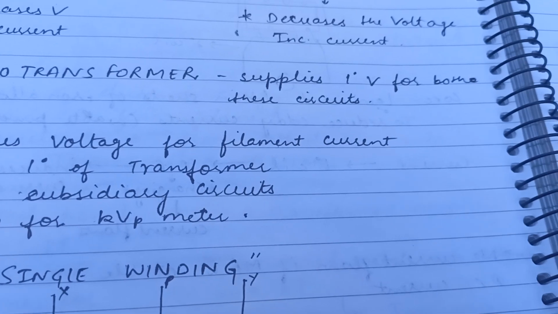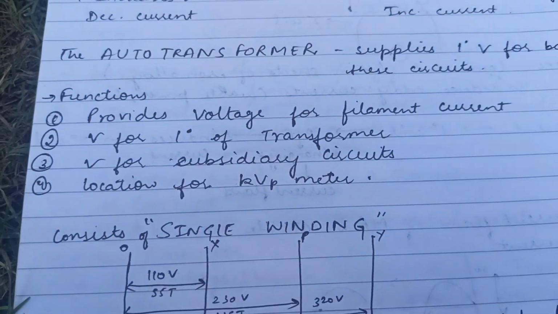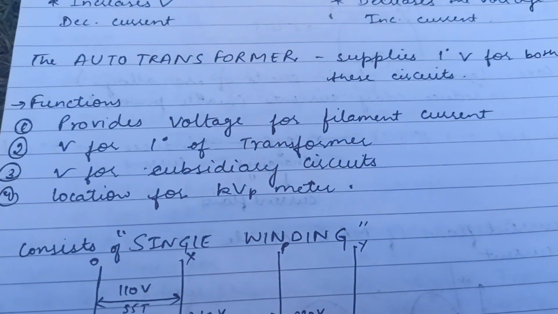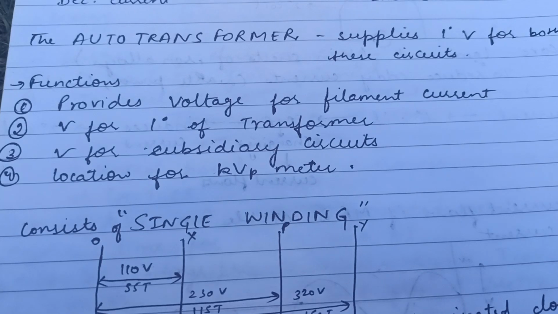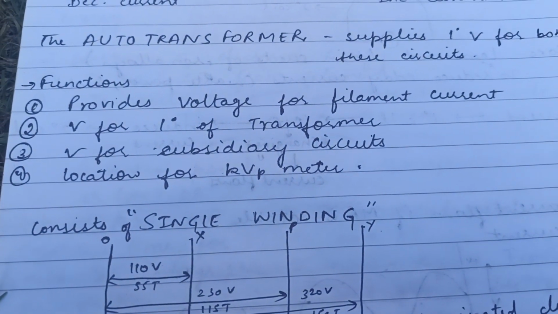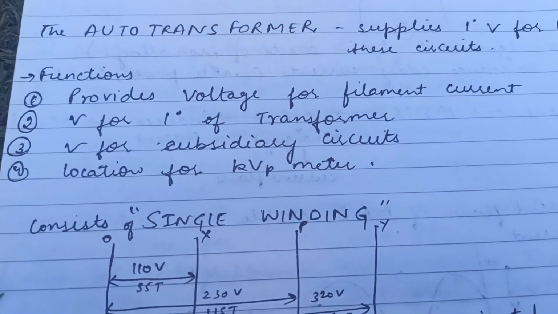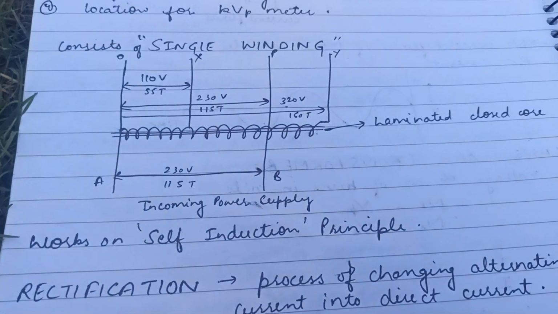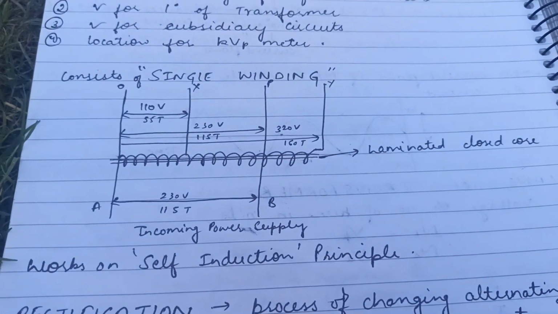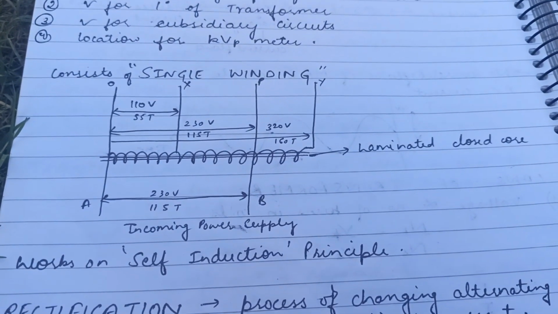The other one is the auto transformer. It supplies the primary voltage for both these circuits. The functions of the auto transformer are to provide voltage for primary filament current and for the primary transformer, voltage for subsidiary circuits, and location for kVp meter. This is the construction of an auto transformer. It works on self-induction principle, so any kind of voltage can be chosen from here.